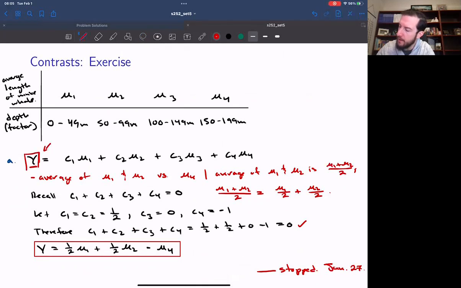So I defined this last time, but just as a refresher, this is gamma. So gamma is like mu. It's just a population value. You can see from the expression given in A, gamma is a combination of the means in the experiment.